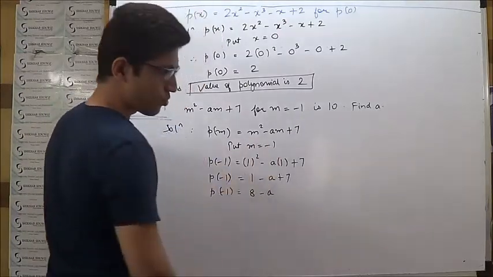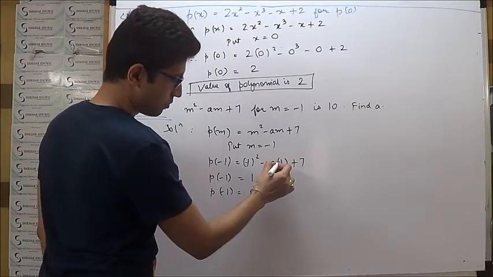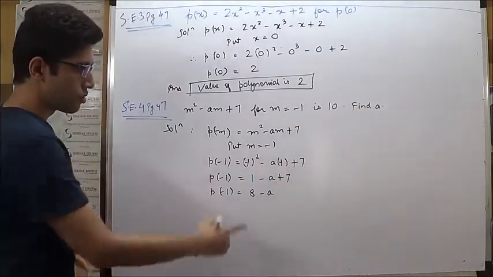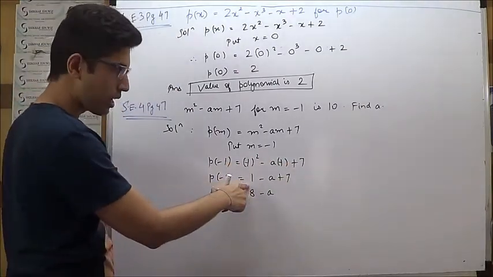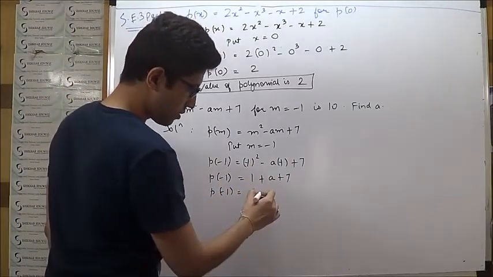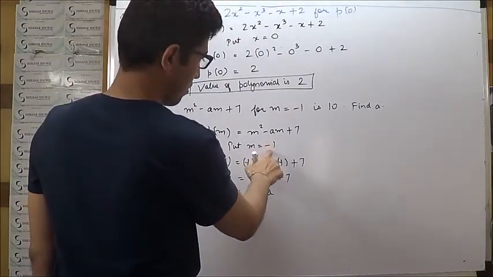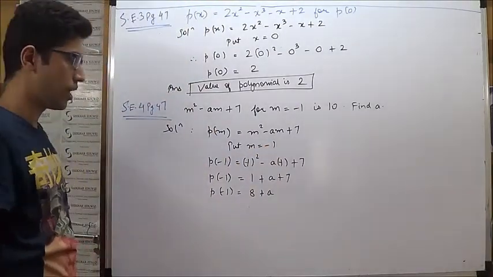M is equal to minus 1. So don't forget the sign. This will remain the same. If you make this mistake, the sign will change, right? So this is a plus 1. So always remember the sign, minus 1.